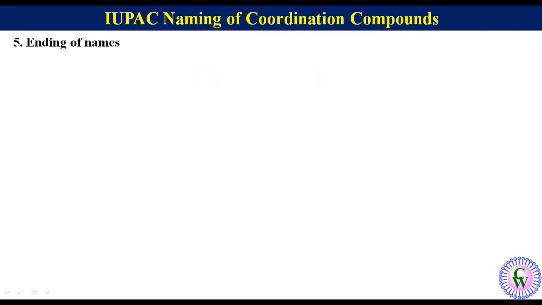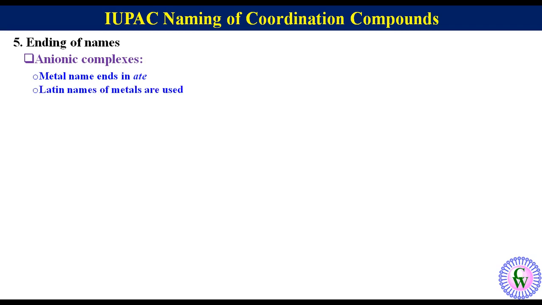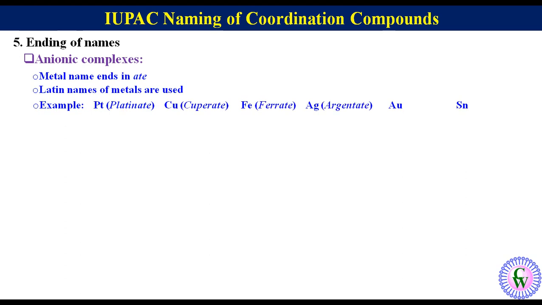Point number 5, ending of names. In the case of anionic complexes, the metal name ends in 'ate'. Latin names of metals are used. For example, Pt, Cu, Fe, Ag, Au, and Sn are written as platinate, cuprate, ferrate, argentate, aurate, and stannate respectively.